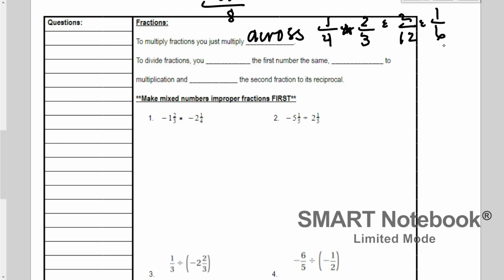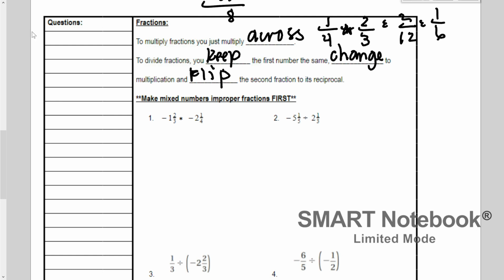Okay. To divide fractions, remember we keep the first number the same. This is where we keep, change, flip. So we keep the first number the same, we change it to multiplication, and we flip the second fraction upside down to its reciprocal, and then we would just multiply across from there.